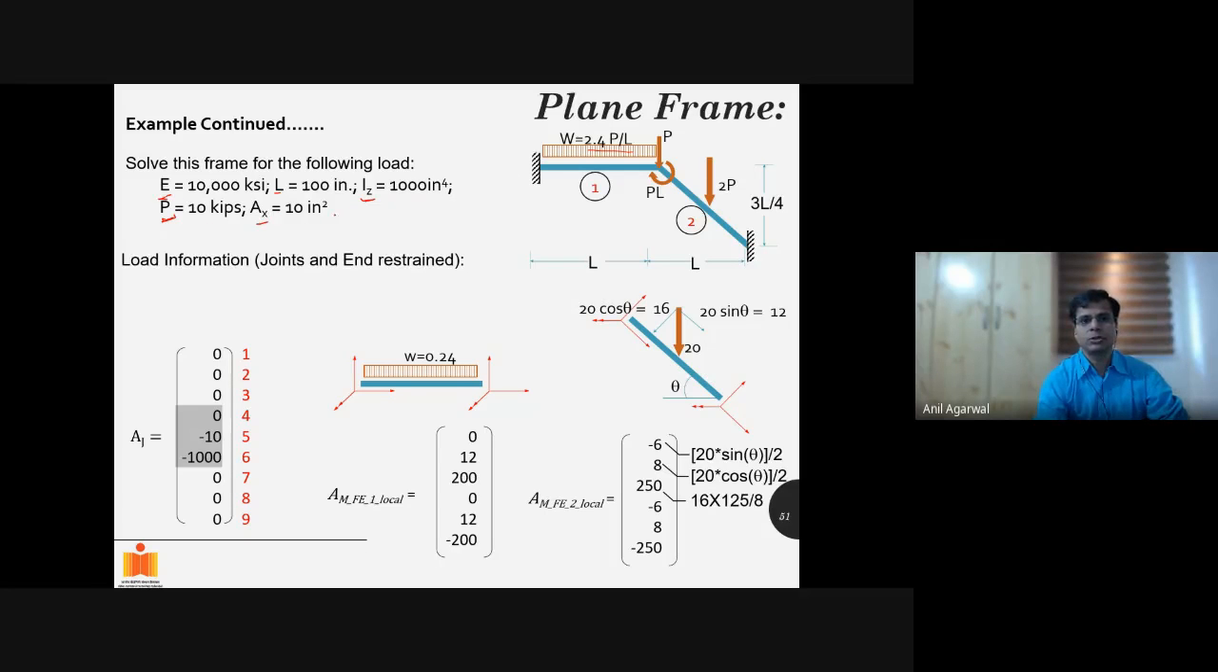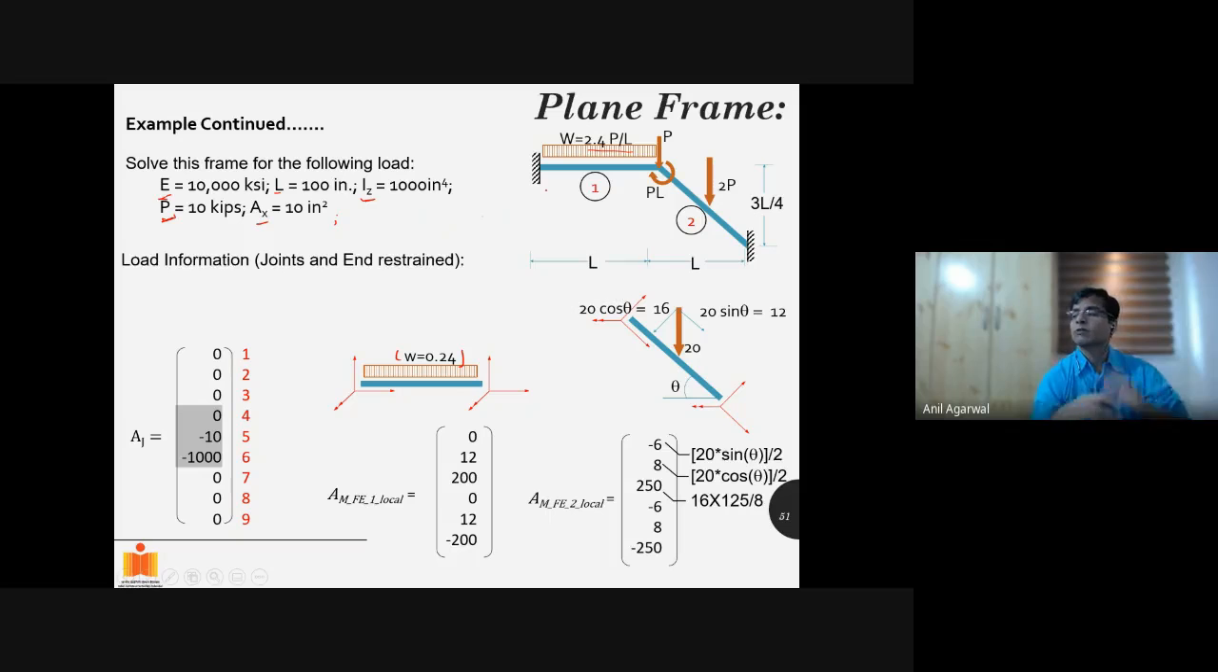So W will become how much? 2.4 times 10 divided by 100. So that is 24 divided by 100. That is 0.24. Right? So 0.24, 4 kips per inch. Fine. Here it is. W is equal to 0.24.